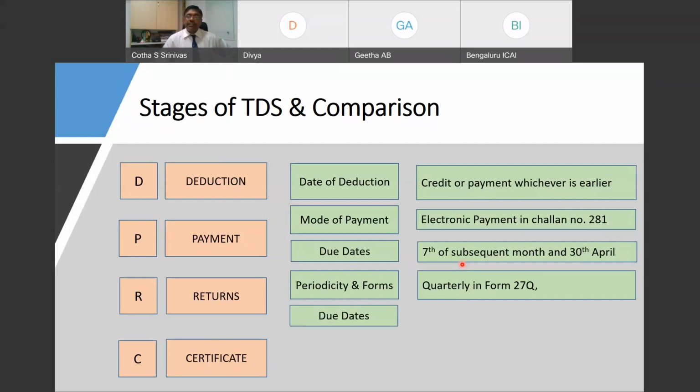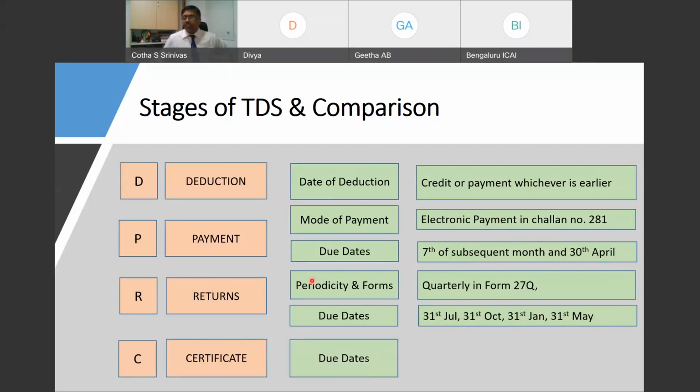Are there any due dates? Yes, there are due dates for this. After the end of the quarter, 1 month from the end of the quarter. The first quarter is April to June, so 31st July, like that 31st October, 31st January. But when it comes to the last quarter, even though the last quarter ends on January to March, the due date for making the TDS payment is 30th of April. From that date, 1 month, that is 31st May, is the due date for filing the quarterly returns.